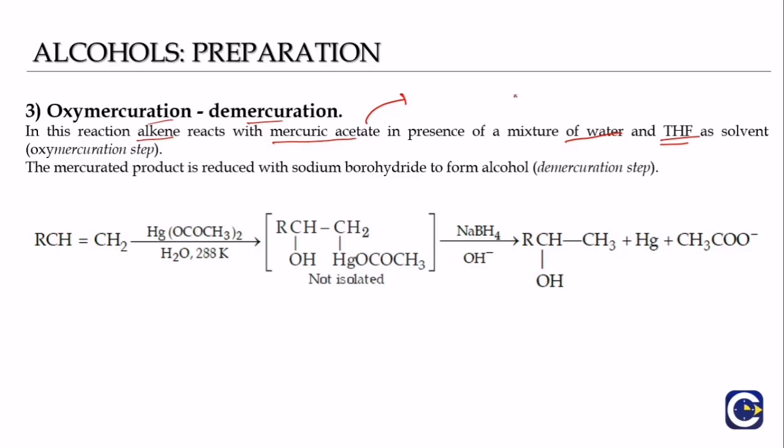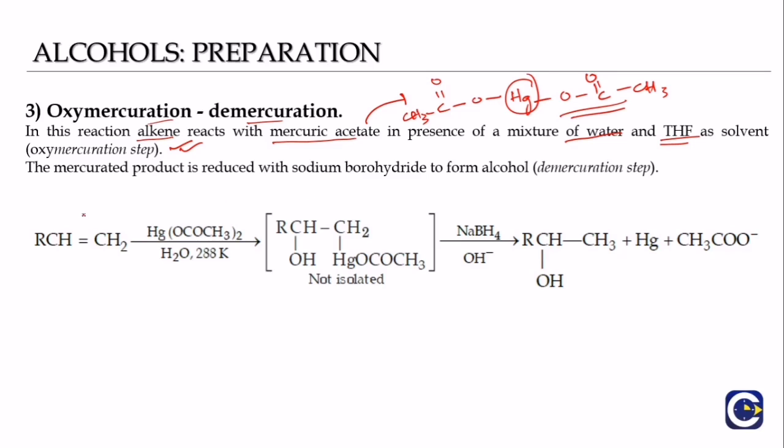Mercuric acetate, we can represent it like this: this is the mercury that's attached with two acetate groups. This first step is called the oxymercuration reaction, in which this mercury along with one of the acetate groups is added to the carbon-carbon double bond.